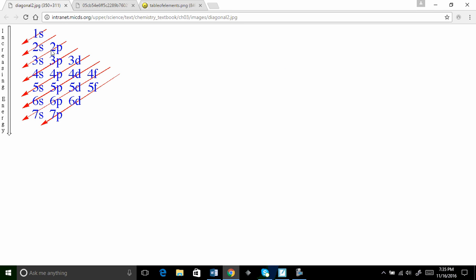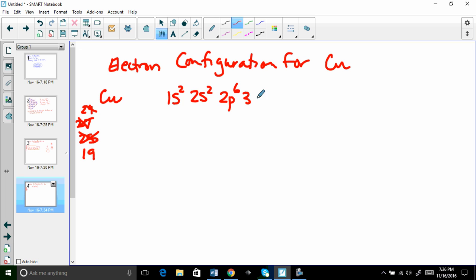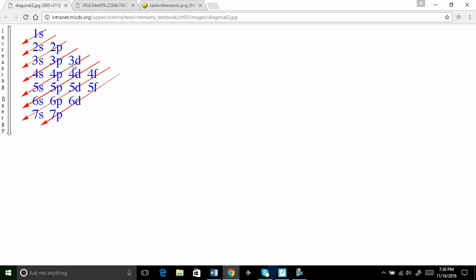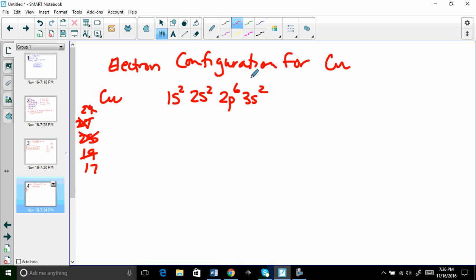Well, look, what fills after 2p? 3s. However, s orbitals hold 2. 19 minus 2 is 17. Okay, back here, what fills after 3s? Well, when you hit the arrow, you jump up, 3p. But p orbitals hold what? A maximum of 6. 17 minus 6 is 11. We have 11 left to place.